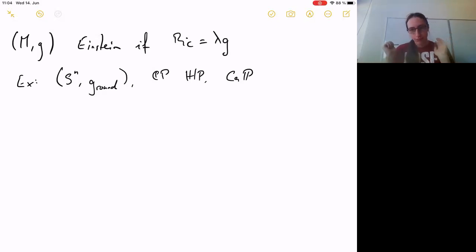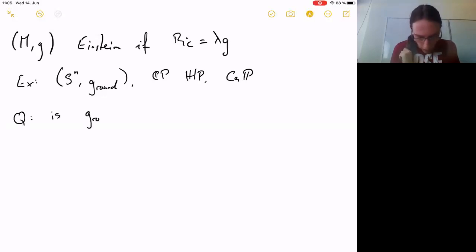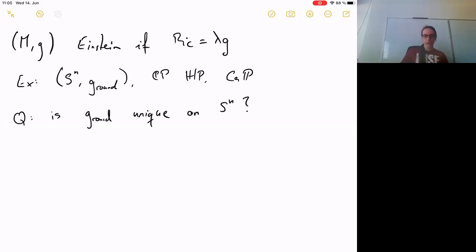And this turns out to be a pretty hard question. Usually the easiest way to solve this is you just find other ones, and then it wasn't unique. But if it turns out that it is unique, it may not be very easy to prove. So this is the question that we ask today: is g round unique on the sphere? You may expect this to be true, you may expect this to be false, you may expect this to depend on the dimension.